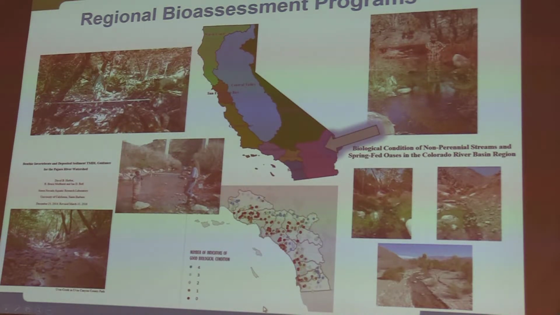In the Colorado River region, which is in the purple, regional staff out there conducted bioassessment on non-perennial streams because non-perennial streams make up the majority of stream length in that region. And part of the sampling included using data loggers to measure water depth for 2 to 3 years. And this report is also available online.